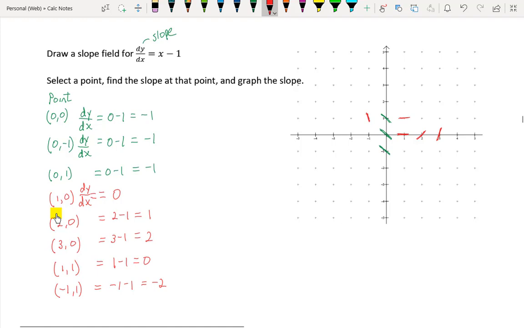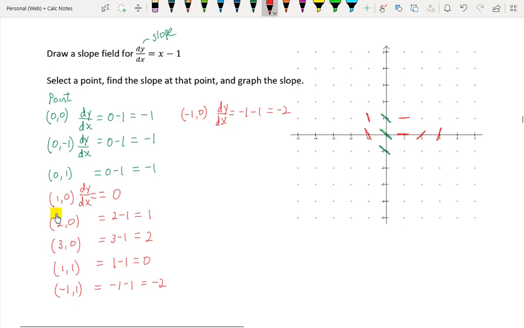We'll keep going here. Let's try negative 1, 0. So negative 1 comma 0, dy dx equals negative 1 minus 1. So that's negative 2 again. So that's going to be the same steepness over there.